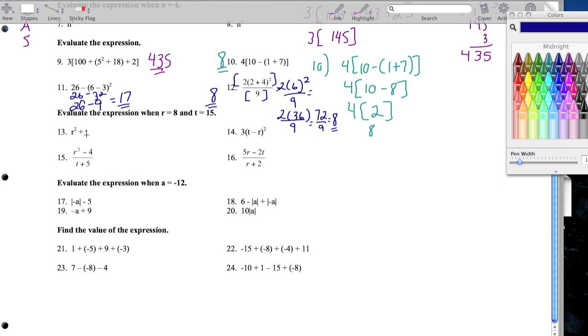Alright, number 13, we're evaluating the expression using the given variables. This is going to be 8 squared plus 15. 8 squared is 64. 64 plus 15 is 79.